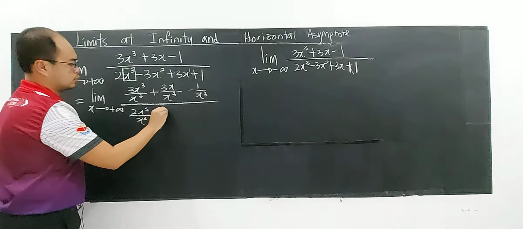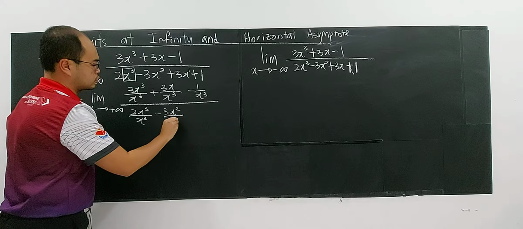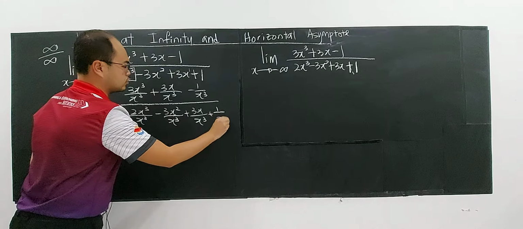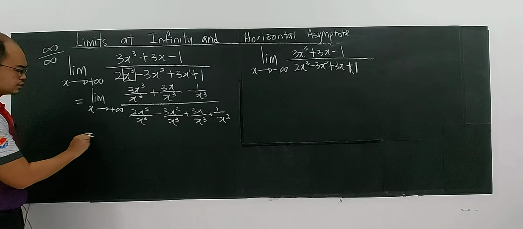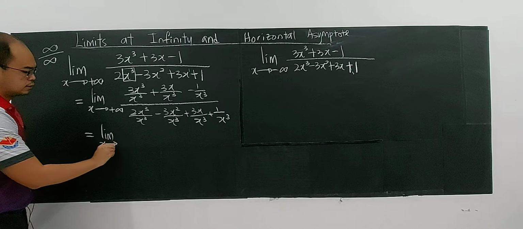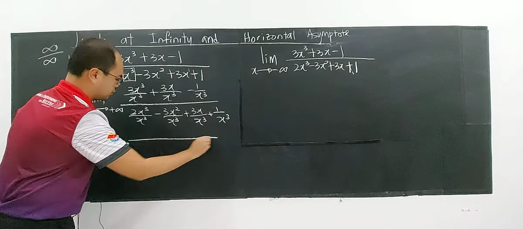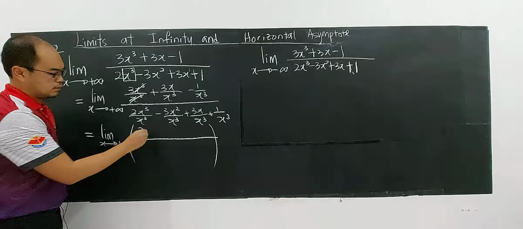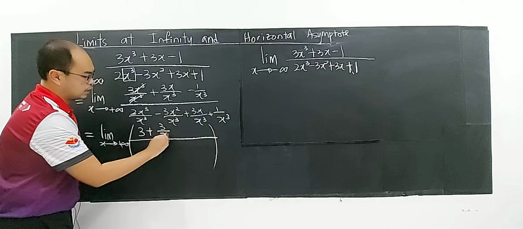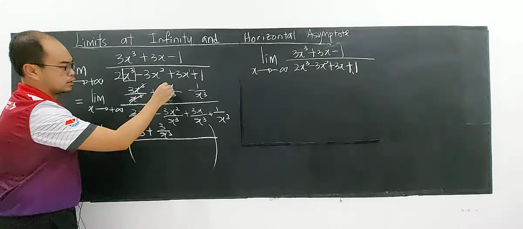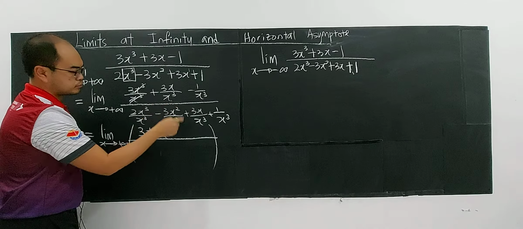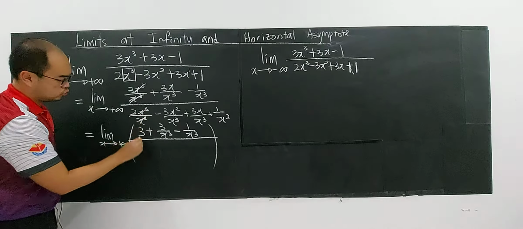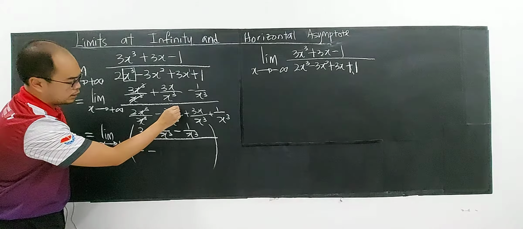over x cubed, 3x squared over x cubed plus 3x over x cubed. Every single term has to be divided by x cubed. So then finally you simplify the term. After you divide by x cubed, you're getting 3 plus 3 over x squared, right? Then minus 1 over x cubed. This one will be 2 minus x squared over x cubed.